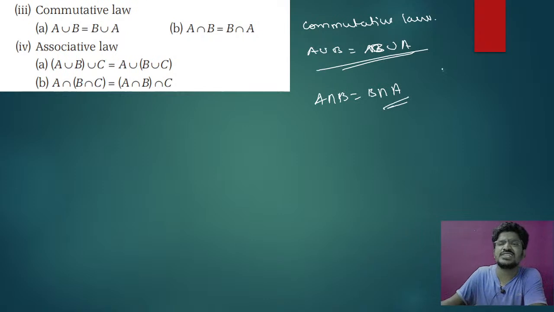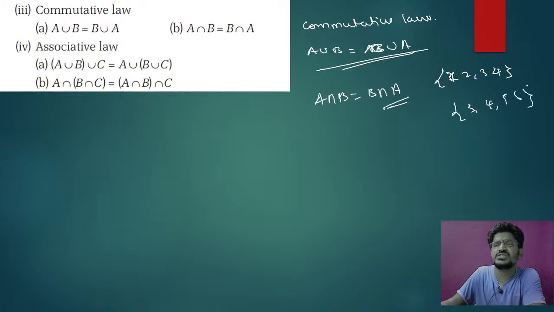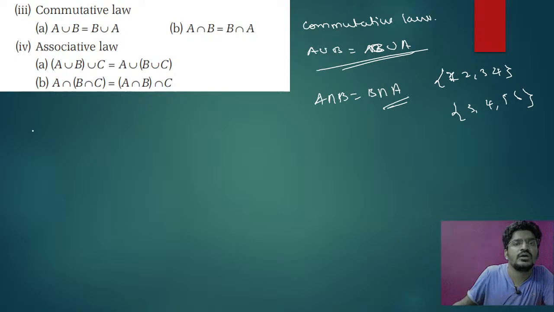You can just take some small examples like 1, 2, 3, 4. Here you take 3, 4, 5, 6. You just check LHS and RHS. You will get the answer. No problem. Directly I will go for associative law.